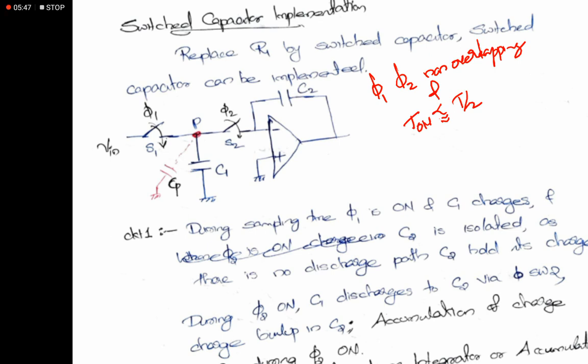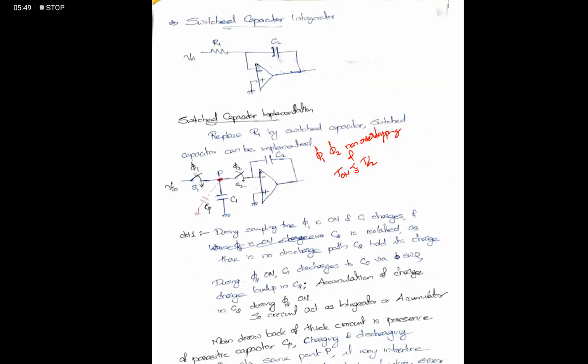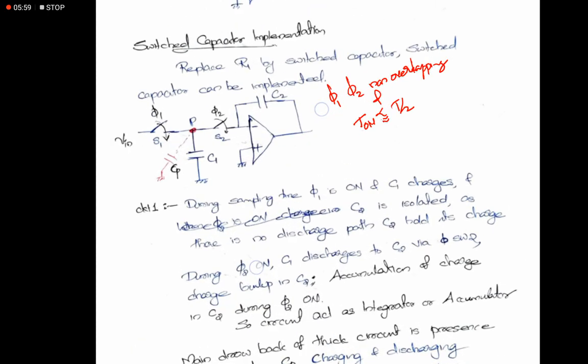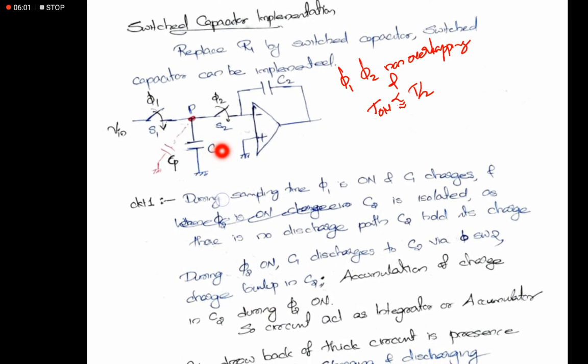But we are not deriving the transfer function of this one; we need to derive the transfer function of another switched capacitor integrator. This circuit is not used in practical applications because it has a parasitic capacitance effect. The drawback is the parasitic capacitance effect.